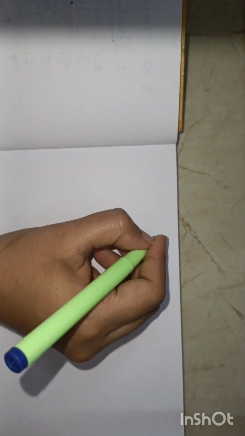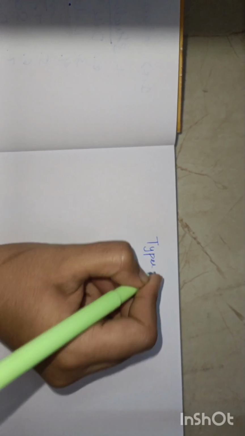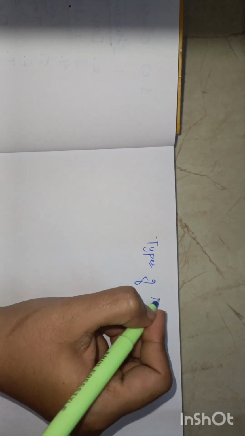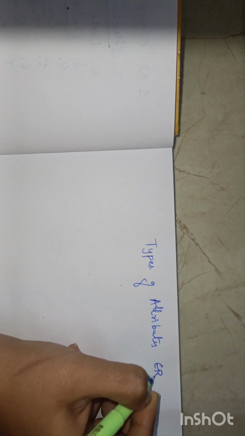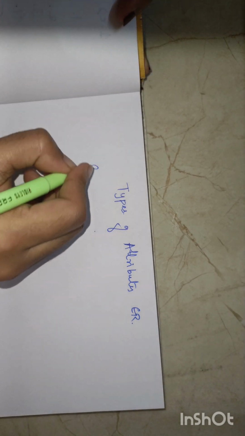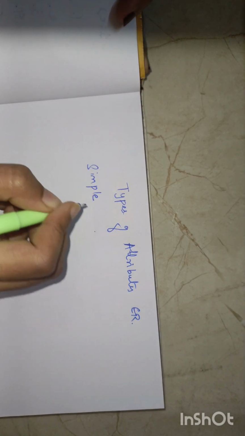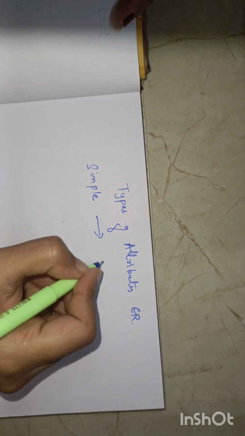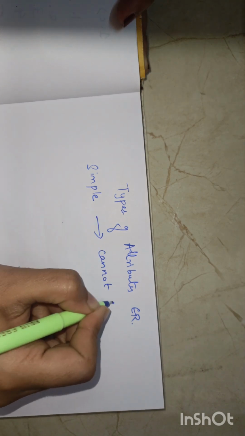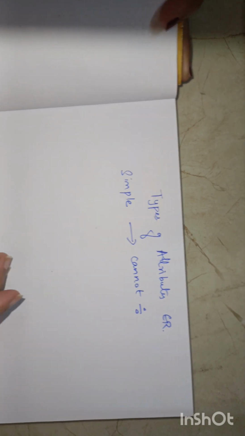Next we have different types of attributes in an ER model. Different types of attributes in an ER diagram. What are the types of attributes we can have? We have first is simple attribute. A simple attribute is something that cannot be divided further. It cannot be divided into any further entity.